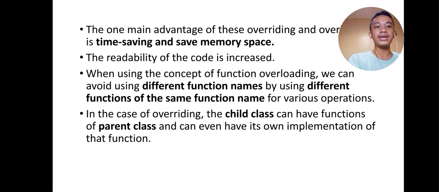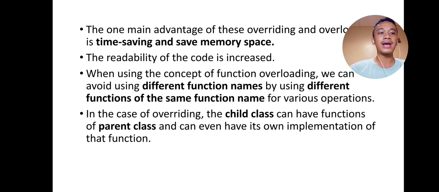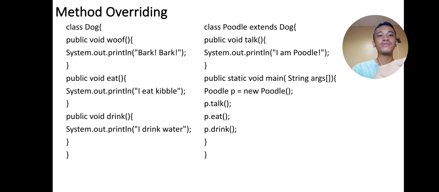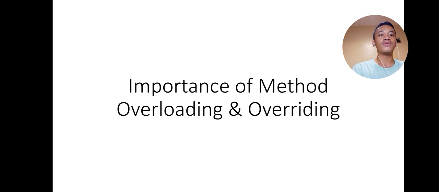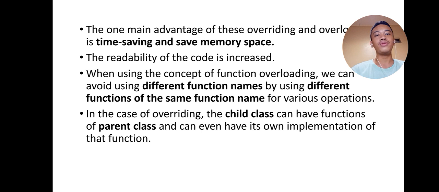In the case of overriding, the child class can have functions of the parent class and can even have its own implementation of that function. So instead of copying this method to here, we can use inheritance or method overriding. Therefore it saves time and saves memory. It also increases the readability of the code and it is organized.